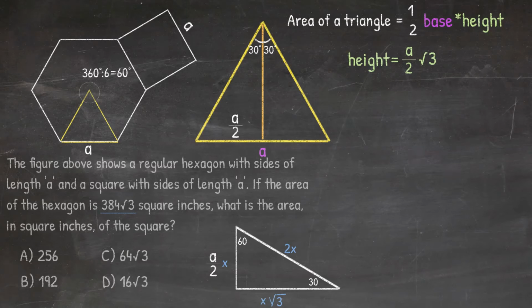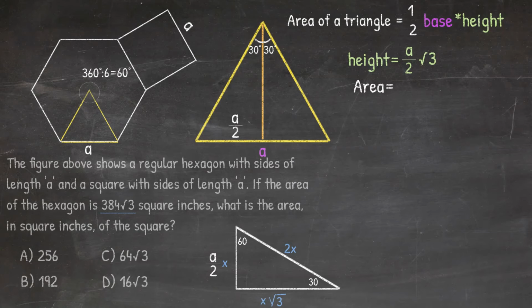Okay, so now we have everything we need for the area of the triangle, because what we need is to know the base and to know the height. We know that the base is a, as provided in the problem, and the height, as we just calculated, equals a over 2 times square root of 3. So let's plug it in and set it up.